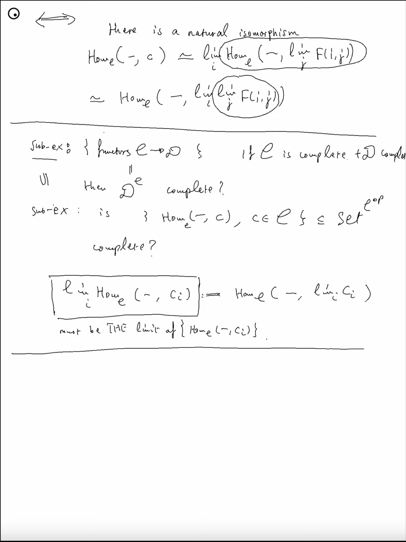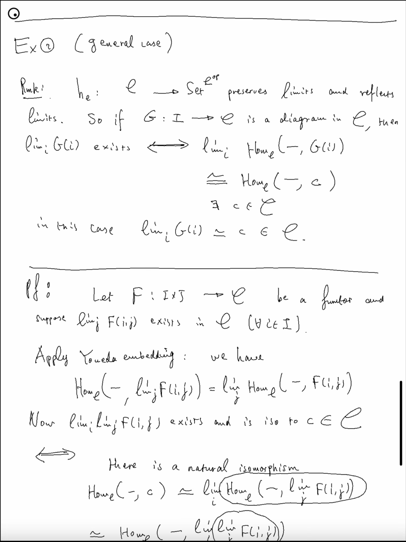Okay, let's come back here. If the double limit exists, then we have this, because you just put C to become this double limit, you call this double limit, and then it gives you this isomorphism. Conversely, if you have this isomorphism, then you have this double limit.